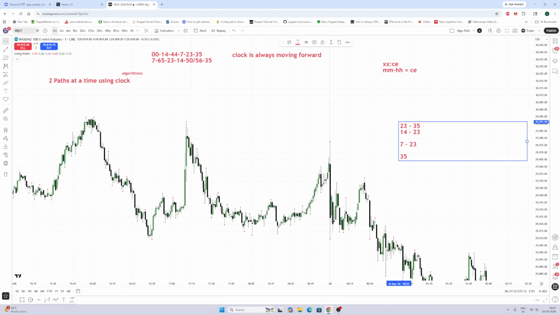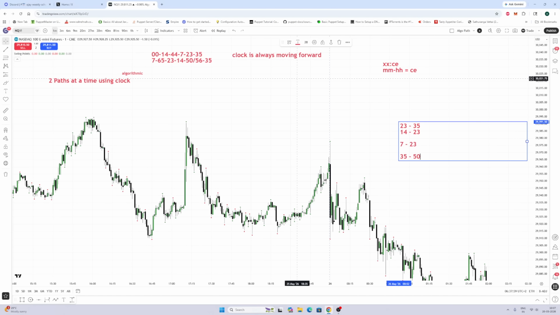Now if I ask you where will 35 go? Okay, now this is very interesting. Now 35 is available in both the algos. Will 35 go to 23 first? No, because it's backward. Will 35 go to 00? No. 35 will first go to 50 or 56 because the clock is moving forward 36, 37, 38, 39, and it will hit first 50 or 56.